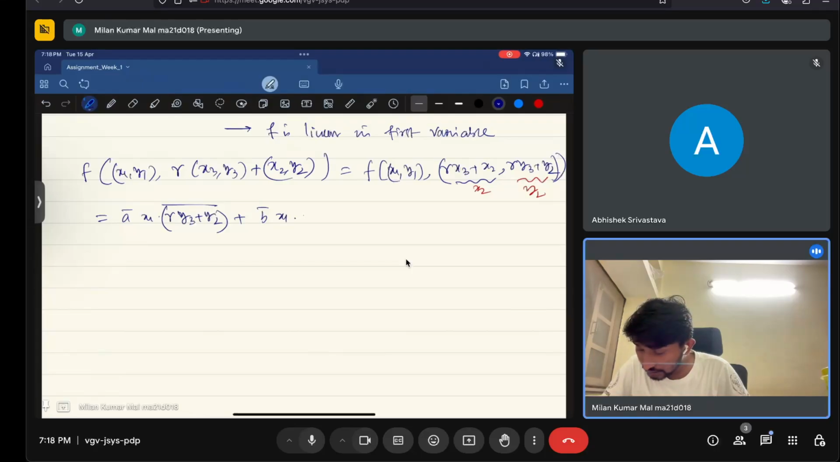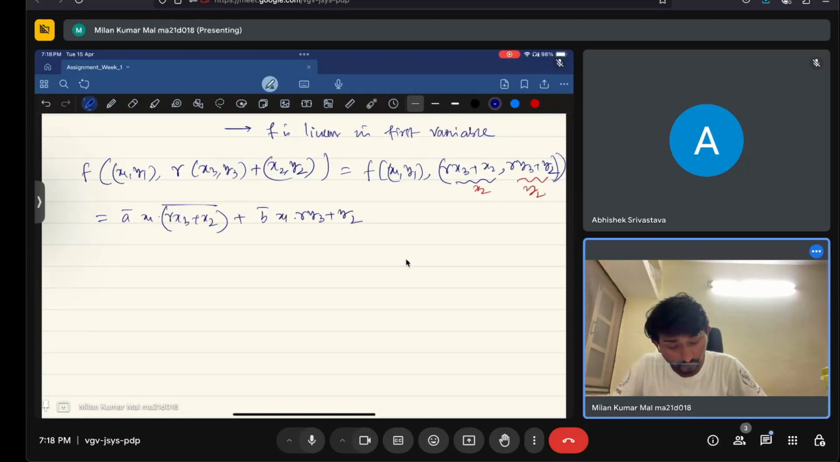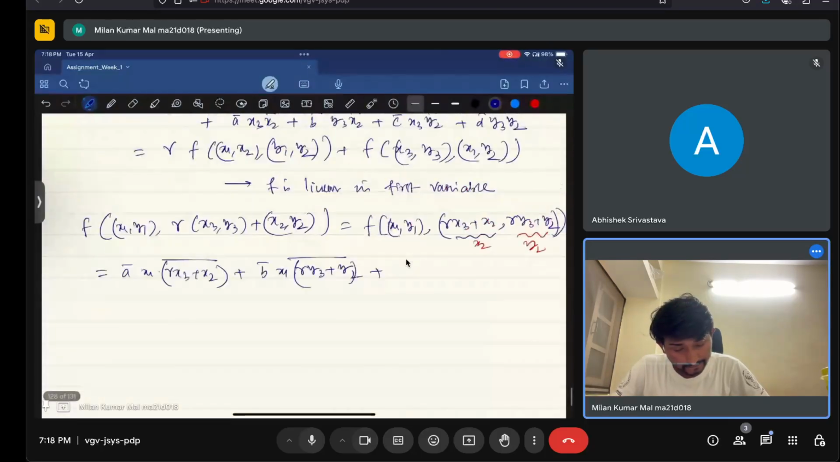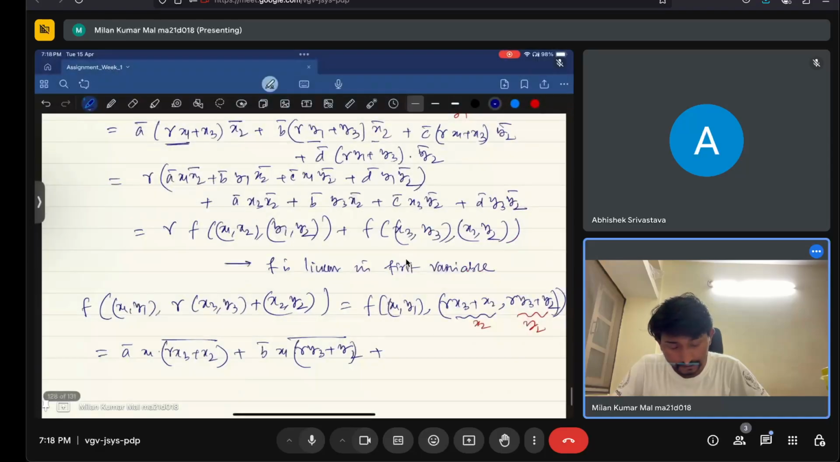Y2 bar is, so this is x3 bar, sorry, x2 bar. So x2 bar is new, x2 bar is x3 comma x2. B bar x1 y2 bar. Y2 bar is gamma y3 plus y2. Okay, this one with bar plus d x3 y2 bar.